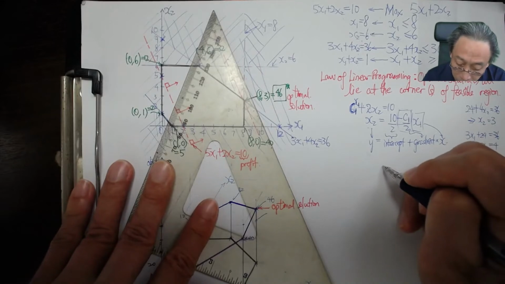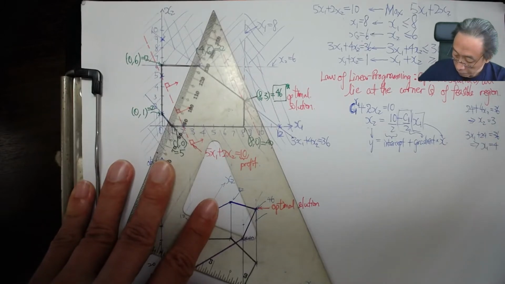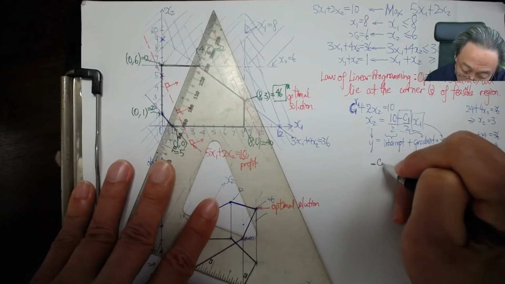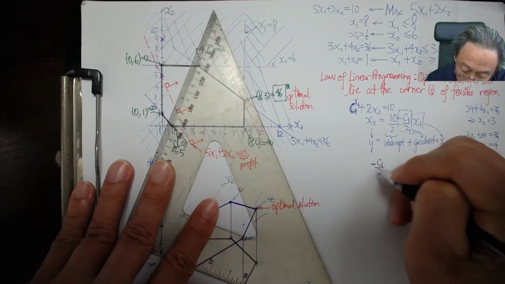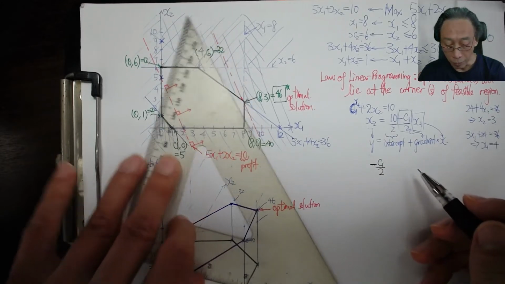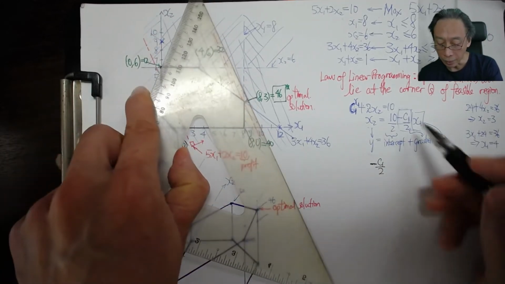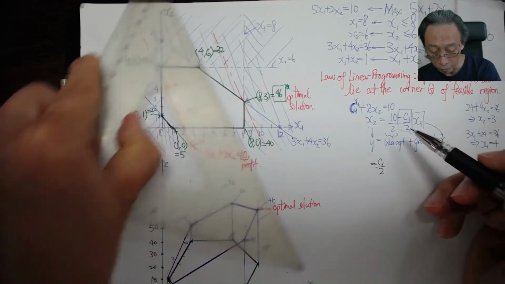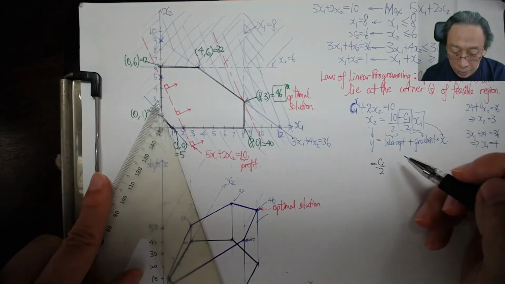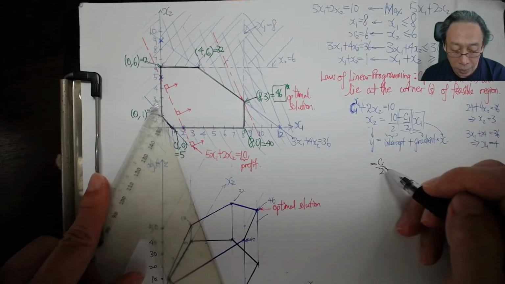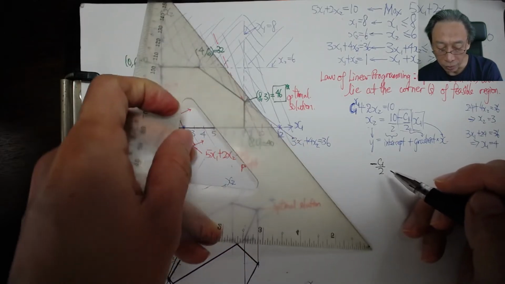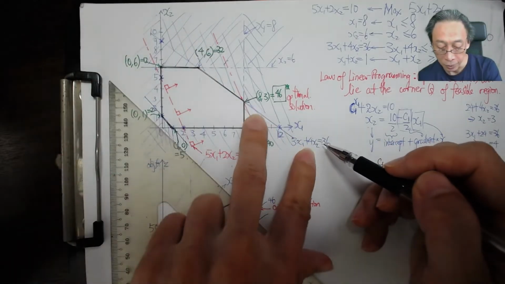So negative C1 over 2, right, in our example, is the gradient of the objective function line. And the y-intercept is basically to make sure that it is pivoted around that point. Then we want to say that this gradient better be larger than the gradient of this line, all right?